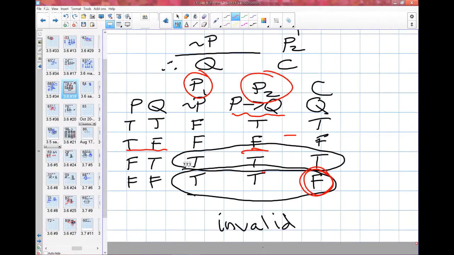So let me just see if there's any follow-up. That was the first question requested, number 19 on 3.6. I'm going to go to the second one that was requested, which is also on 3.6. It happens to be number 21.